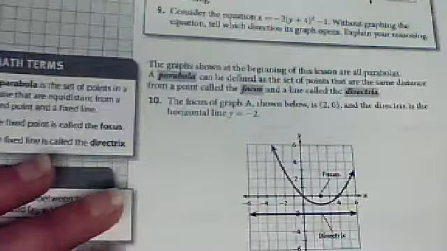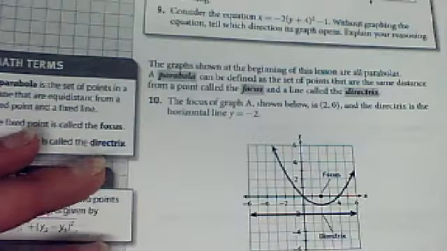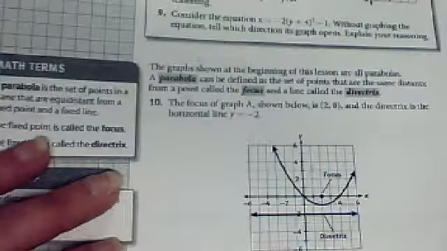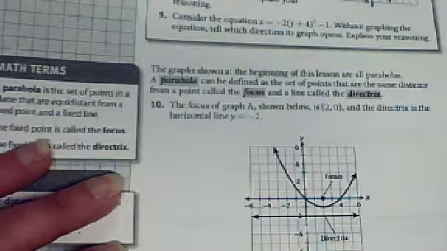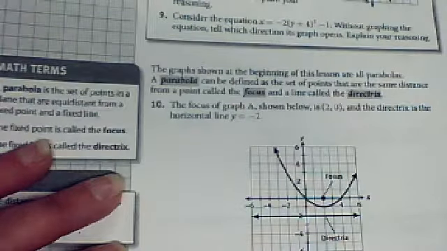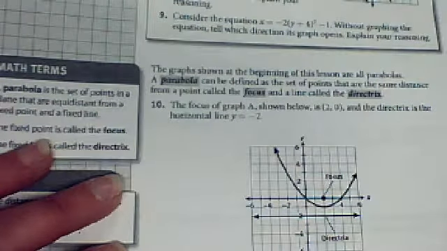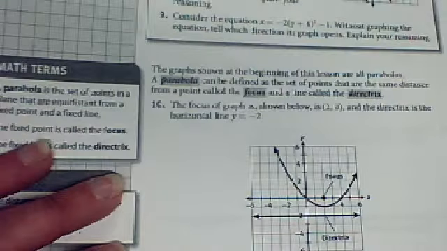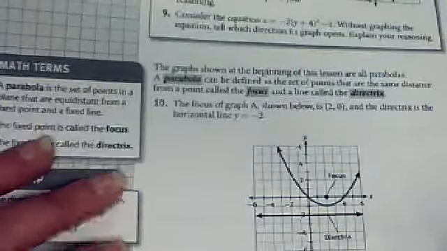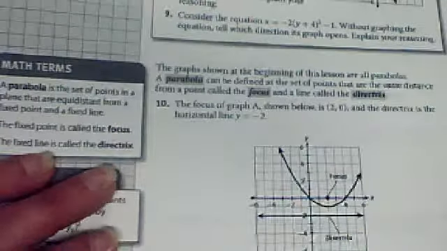Now, all of these graphs are considered parabolas. And a parabola is actually defined as a set of points that are the same distance from a point called a focus and a line called the directrix. So let's see what that means, because those are some funny words.